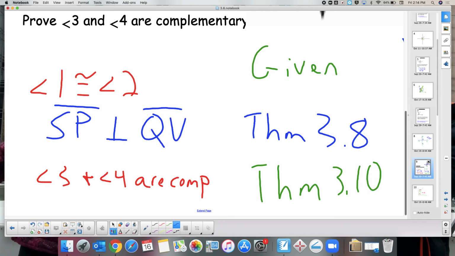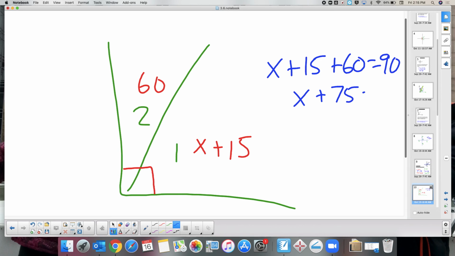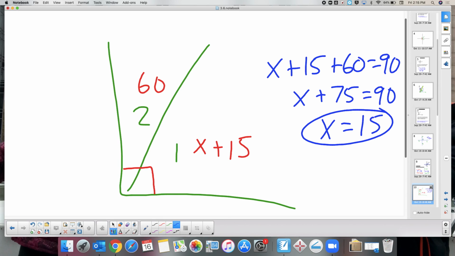All right, take a look at example 3 then. In example 3, it says, in your diagram, AB is perpendicular to BC. The measure of angle 1 is x plus 15. The measure of angle 2 is 60 degrees. Find the value of x. So these two angles have to add together to equal 90 degrees. Combine your like terms, we get x plus 75 equals 90. And when we subtract our 75 over, we get x to equal 15. All right, so that ends 3.6, part 1 here.